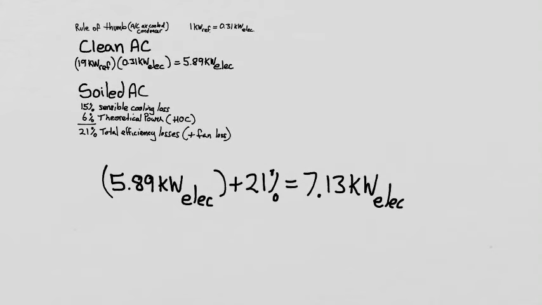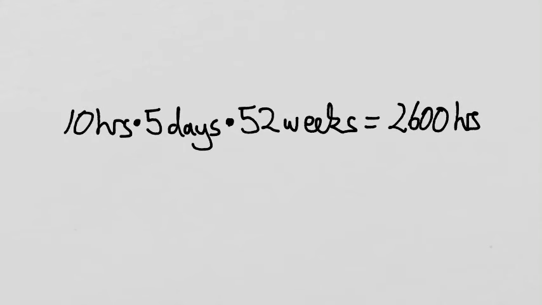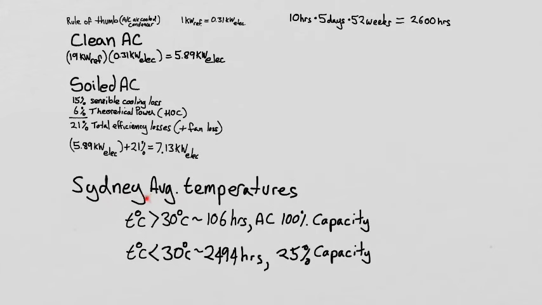For business or small commercial use, we expect our air conditioner to run for 2,600 hours per year. That is 10 hours a day times 5 days a week times 52 weeks. If we were to consider Sydney's average temperatures, we would assume that about 106 of those hours that the air conditioning runs, the ambient will be above 30 degrees Celsius and our air conditioner will run at 100% capacity.